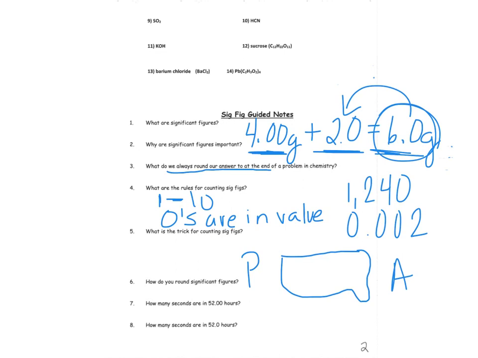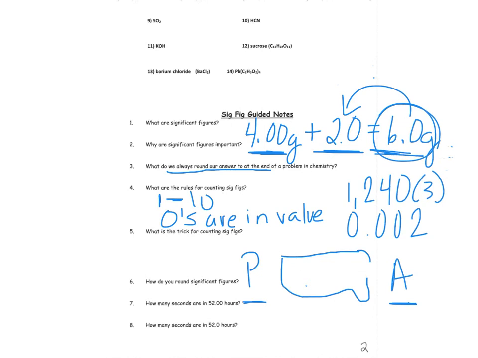So in my number 1,240, is the decimal point present or absent? Well, the decimal point is absent. So I'm going to go this way, through all of the zeros until I hit a number. So in my number 1,240, I have 3 significant figures.